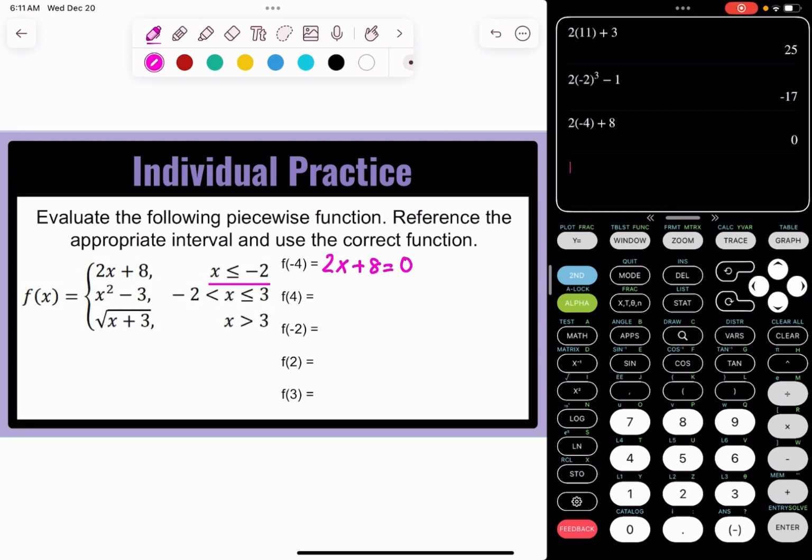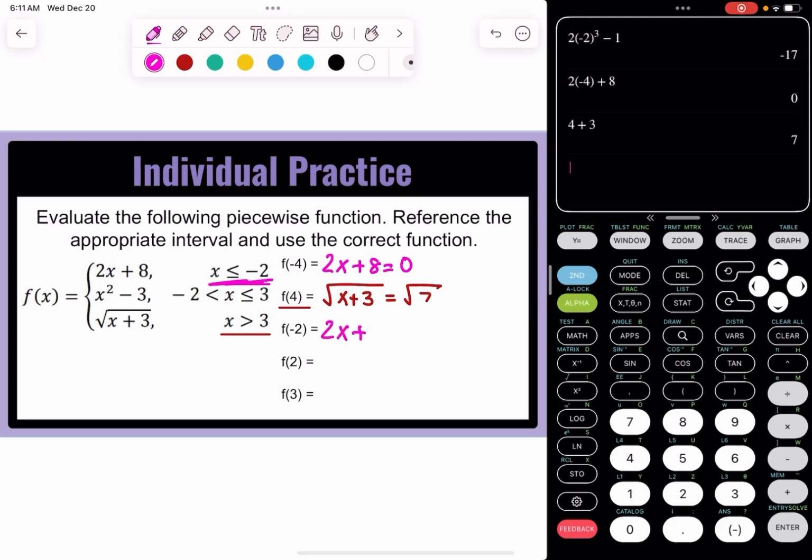Okay, now when x equals 4, that means x is greater than 3. So that's the square root of x plus 3. Well, 4 plus 3 is 7, so we would just have the square root of 7, which can't be simplified. Now, x is -2. If x is -2, that means we're not in between -2 and 3 because the -2 is not included, but we are x is less than or equal to -2. So 2x plus 8, wherever we see the x, we're going to replace it with -2. Plus 8, and we get 4.